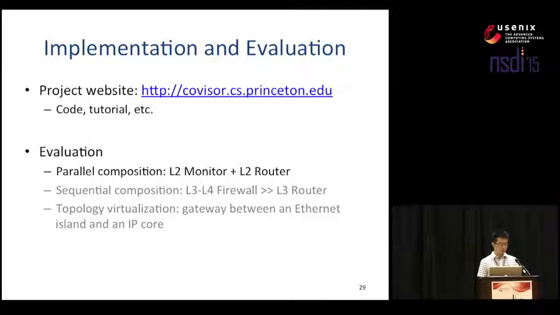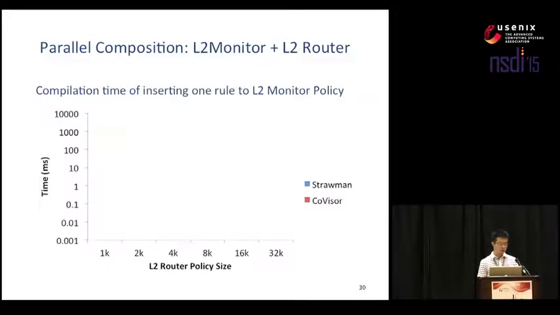The first figure shows the compilation time of inserting 1 rule to the monitor policy. The y-axis shows the compilation time, and the x-axis shows the router policy size. We fix the monitor policy size at 1,000 rows.